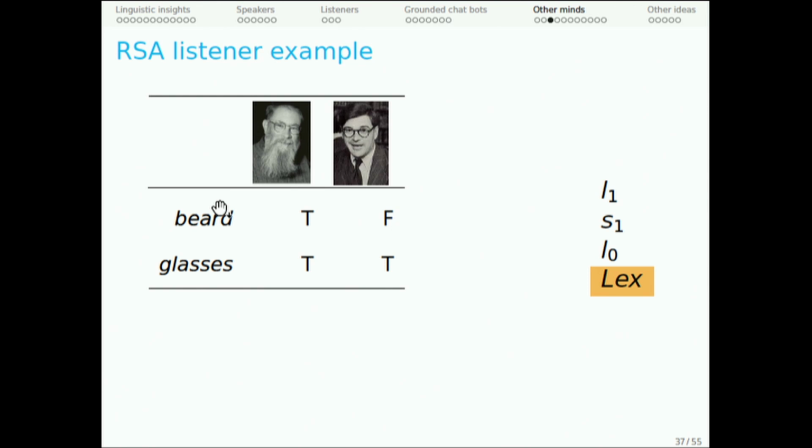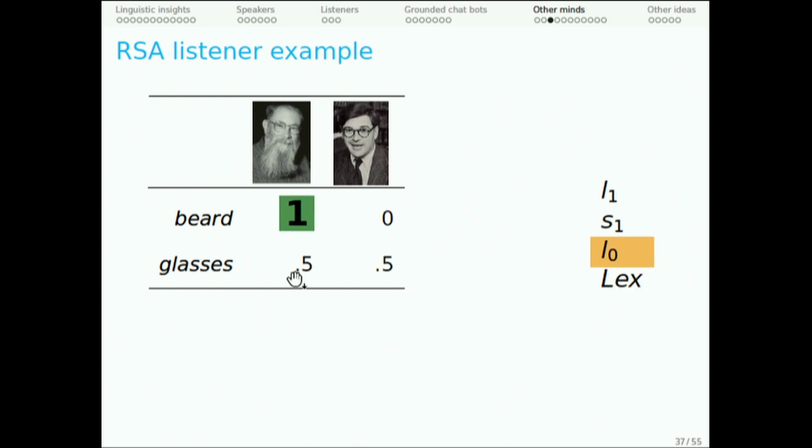Here's a simple example. So I have just a very simple case here. We have 2 messages, beard and glasses. This is David Lewis with his magnificent beard. He was a philosopher. And this is Paul Grice. He doesn't have a magnificent beard at this time in his life, but they both have glasses. So true, true, true, false.